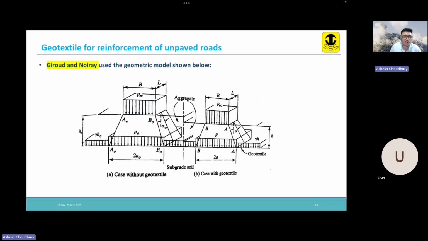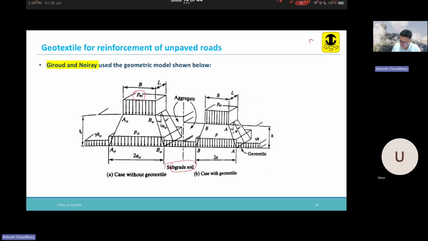Now, Giroud and Noiray used the geometric model shown below. They used this geometric model to describe the pressure distribution on an unpaved road system. Here you can see P_c is nothing but the pressure coming from the wheel load. At the bottom, I have my subgrade soil.